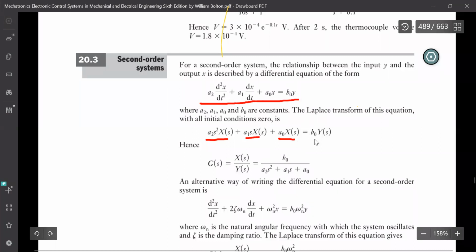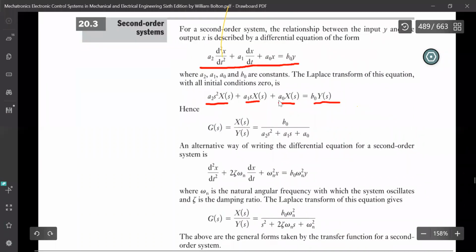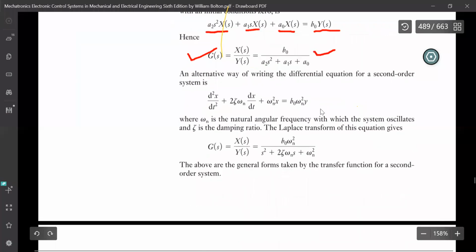Similarly, y of t is written as capital Y of s. Further taking x's common on the left hand side and rearranging the things, this is the gain that you get: X(s) on Y(s) is equal to this. Now, in the previous class, we also discussed using a damping factor zeta. By converting that, this was the equation that was discussed in the previous class.